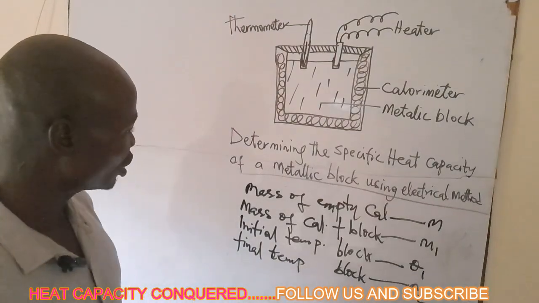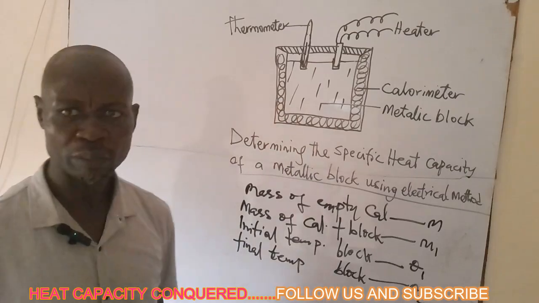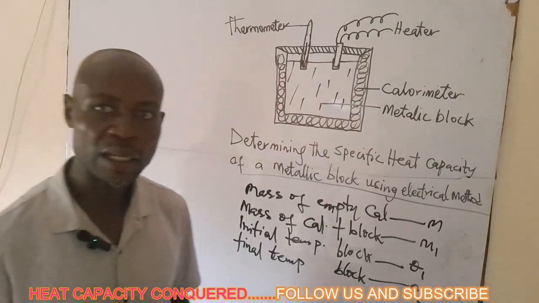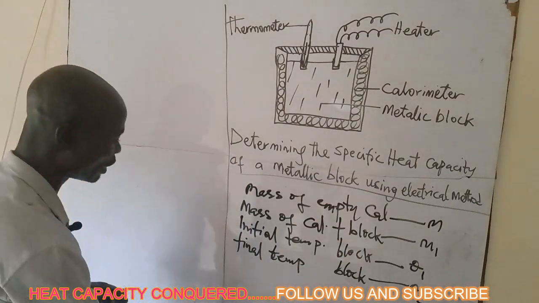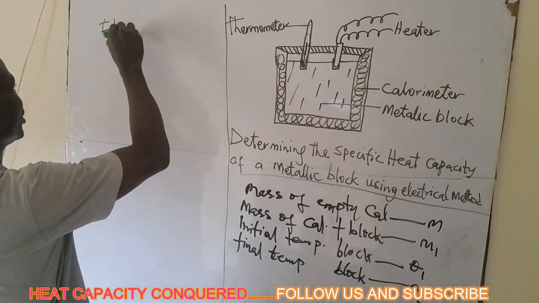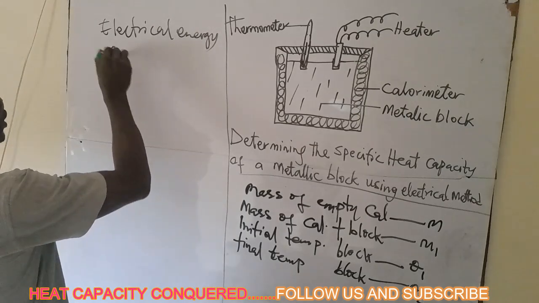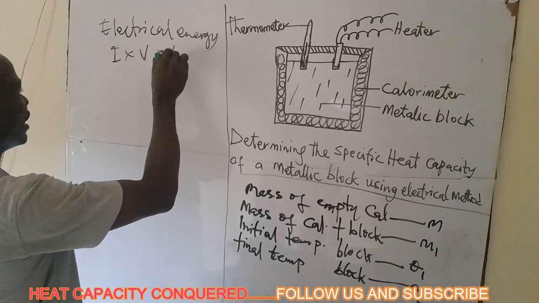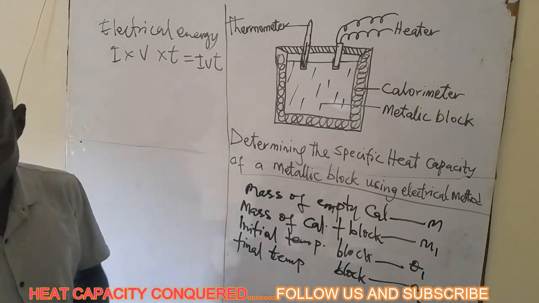Now, how do we solve for the specific heat capacity of the block? Already we know that heat supplied is equal to the heat absorbed or received by the block. So what is the electrical heat supplied? That is electrical energy. Electrical energy is equal to current multiplied by voltage multiplied by time. So that is IVT, and this is the electrical energy supplied.